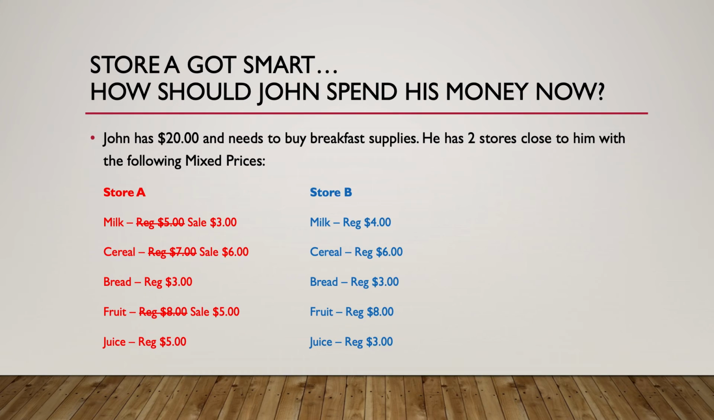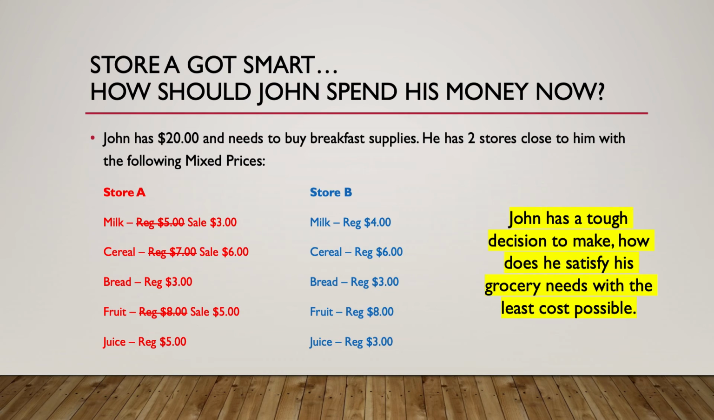even though for the price of juice, he's actually paying a higher price at store A. It's still a better deal for John to shop at store A, even though for that one item he is paying a little bit more, because he's saving even more than that across the milk and the fruit. So what does John do? Well, John has a tough decision to make now. How does he satisfy his grocery needs with the least cost possible?